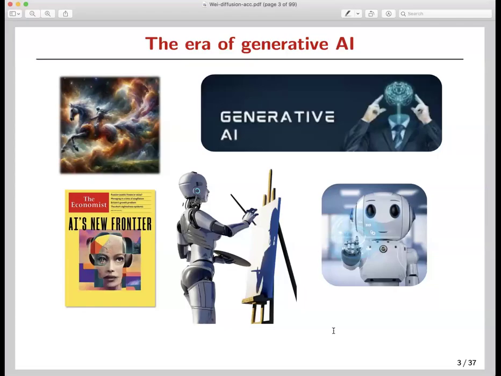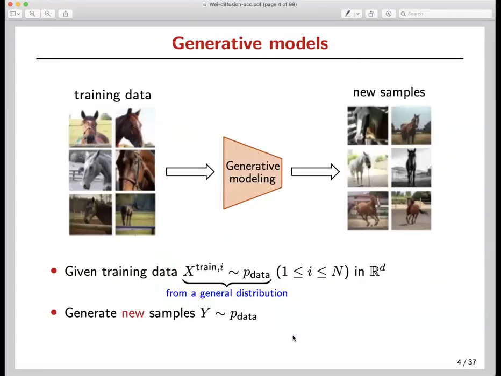Generative modeling is a type of AI algorithm designed to generate new content or data instances that look similar in distribution to the data it has been trained on. More specifically, given a bunch of training data, for example, images of horses, that's an image in R^d, we aim to develop generative modeling such that we can generate new samples that look similar to the training data. Generate Y that ideally is from the same target distribution.